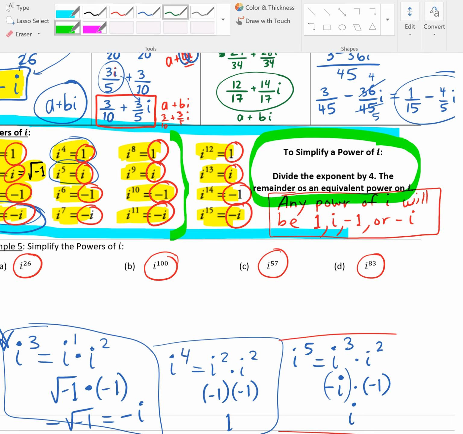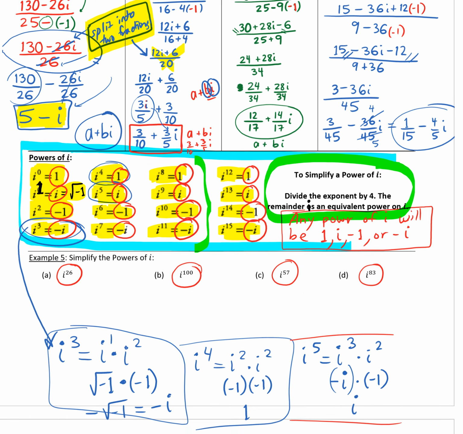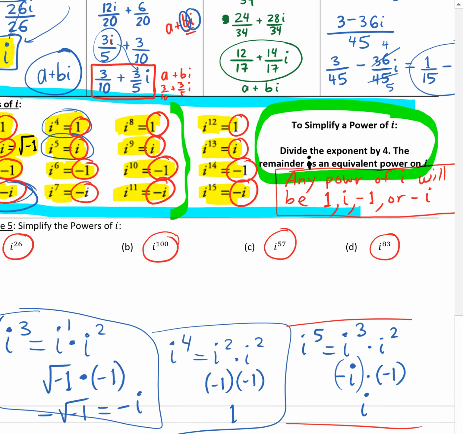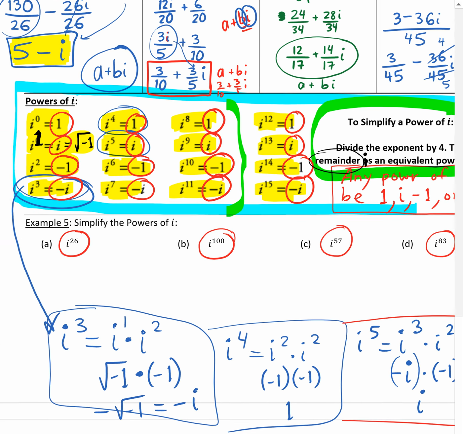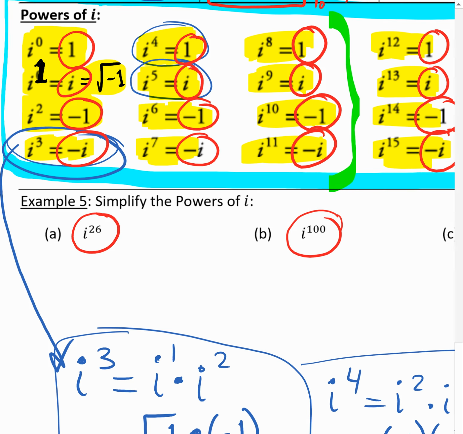Oops, I spelled "is" wrong. It should be "is" with an i. Like it says, you divide the power that you're given by 4. And it's not the quotient, the answer you get, that is the equivalent power on i. Like it says, it's the remainder that's an equivalent power on i. So it's kind of interesting. Let's try it, and then maybe we'll talk about why that is a little bit.